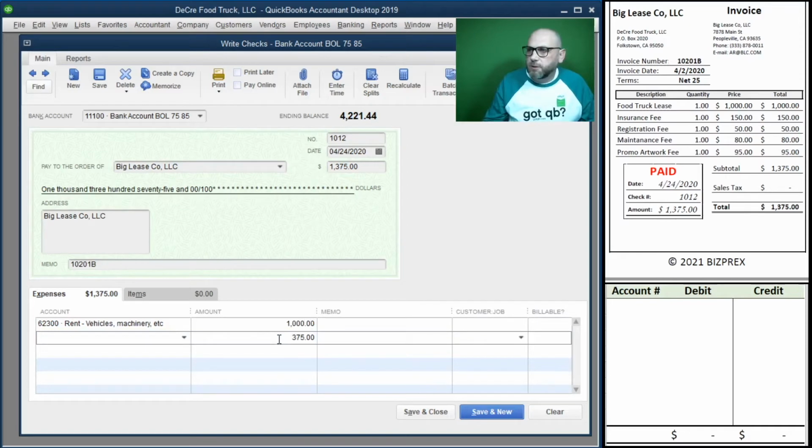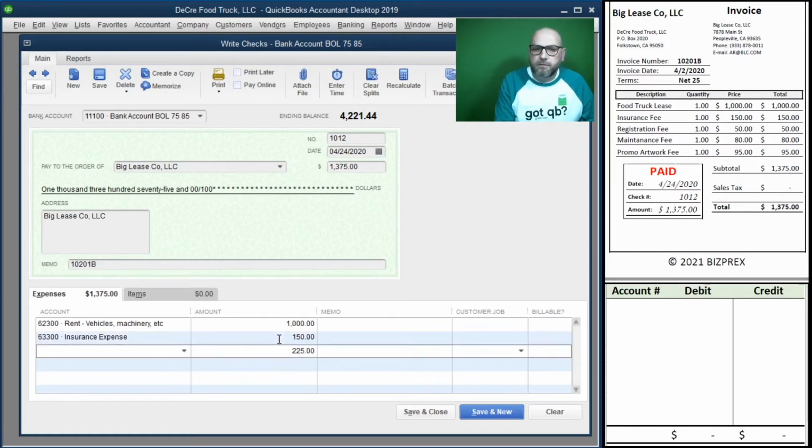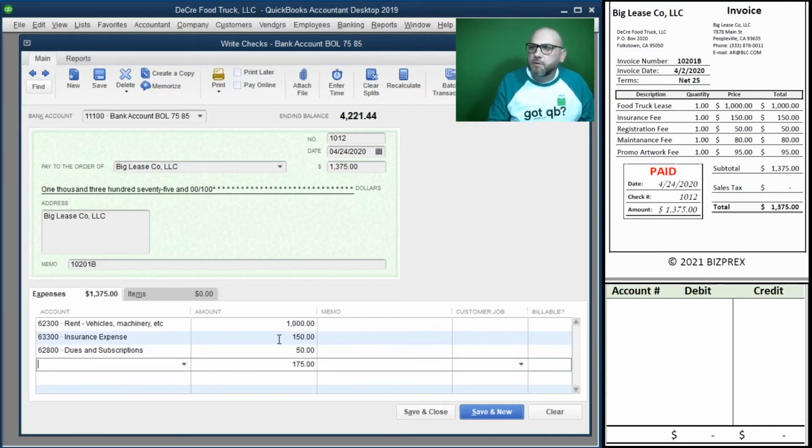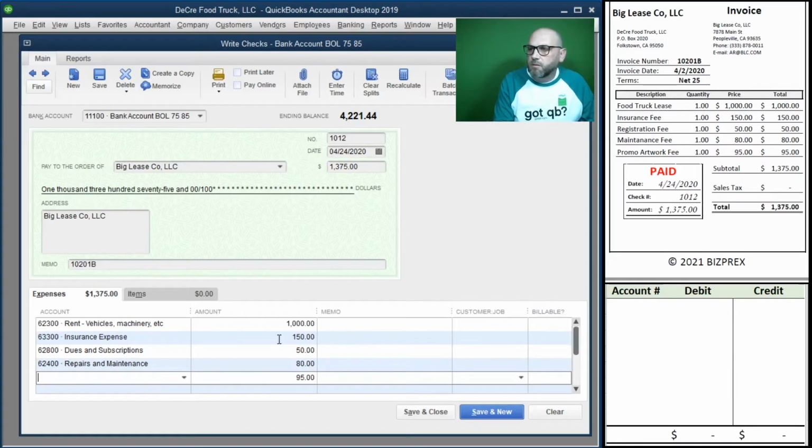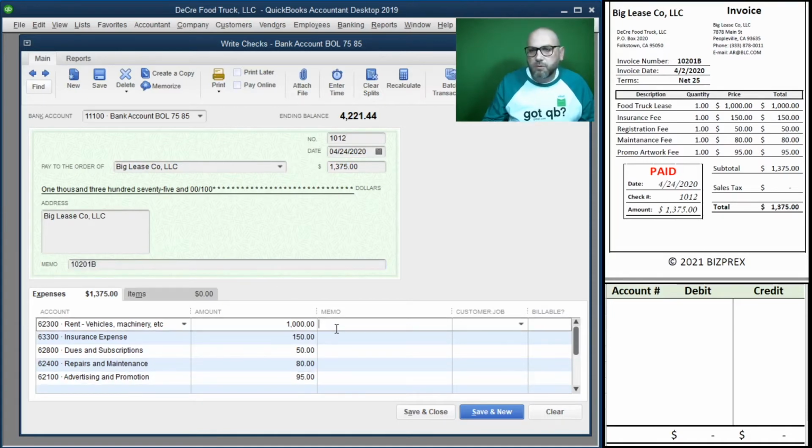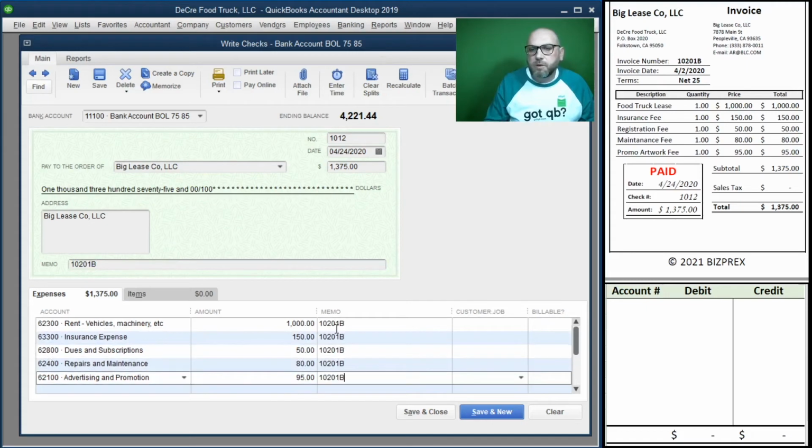All right, what else do we have? We have insurance. We have dues and subscription, right? That's our registration fee. What else do we have? We have maintenance. And we have advertising and promotion, right? We're still paying for that artwork. It might be phased out. They kind of lease it to us, but at the end of the day, that's advertising and promotion right here, right? So again, let's make sure we put our invoice number in the memo.